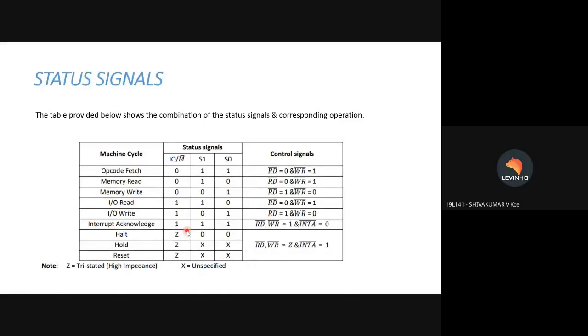Okay, sir. Now, let's take the halt operation. During the halt operation, the CPU communicates neither with the memory nor with the input-output device, so it remains in the idle state. The hold operation will be explained in the DMA operation, where you can get a clear overview of it. Reset is used to reset the microprocessor.